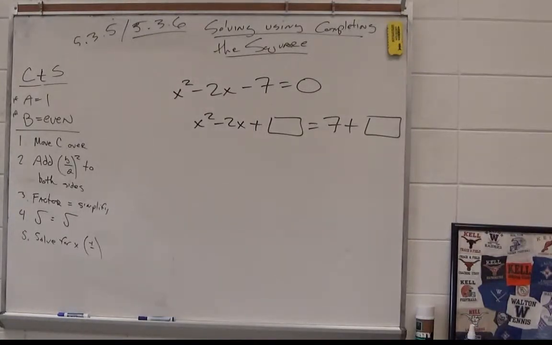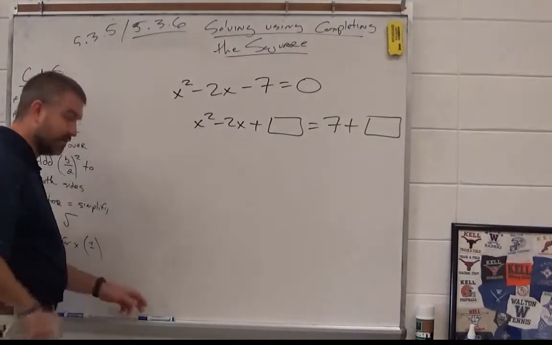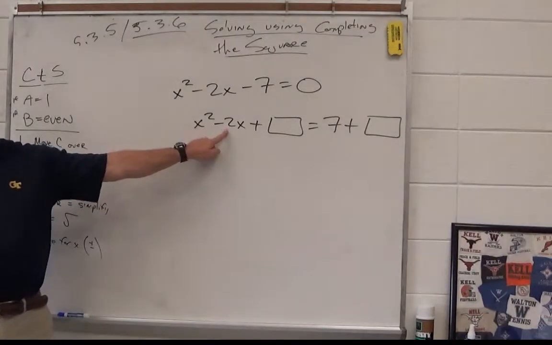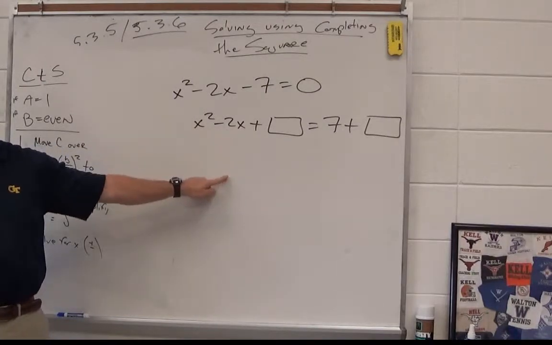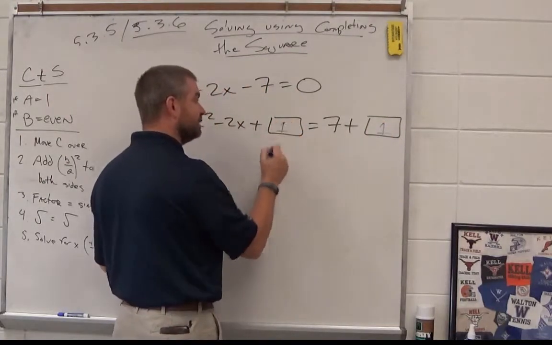What's step 2? That's right. Add the magic number, the number that you decide completes the square. What value do I need to put in that box right there? 1. How'd you get that? Divided by 2. Half of negative 2 is negative 1. What's negative 1 squared? Positive 1. So 1 goes in on both these boxes.